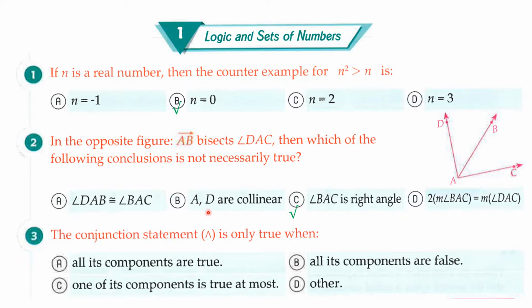The conjunction statement is only true when. This part I did not teach you, but you supposedly took it in geometry, I think in chapter 1 or something. The conjunction is only true when all its components are true.